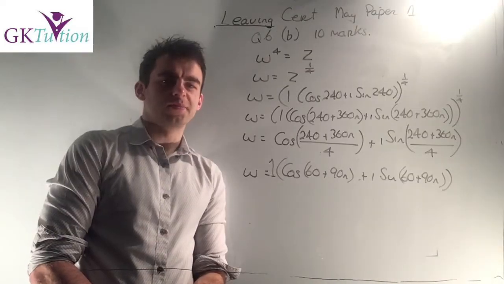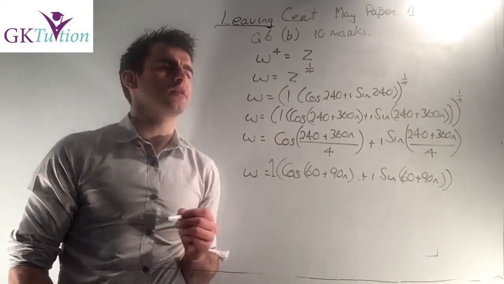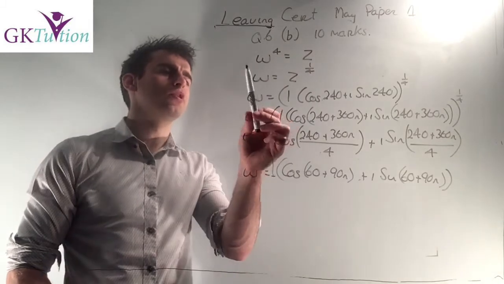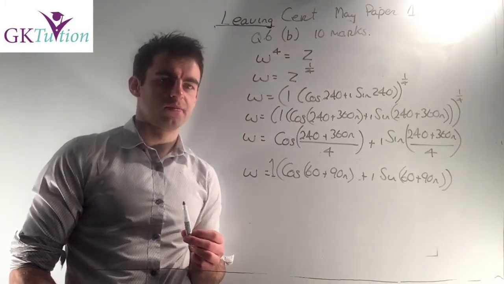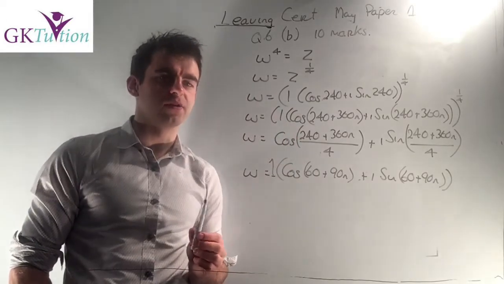Okay, for question 6 part B, I think students seem to struggle a bit with this one. There's 10 marks going for this as well. We're told that w to the power of 4 is equal to z. We're asked to find the value of w. So we need to find the 4 different values for w.